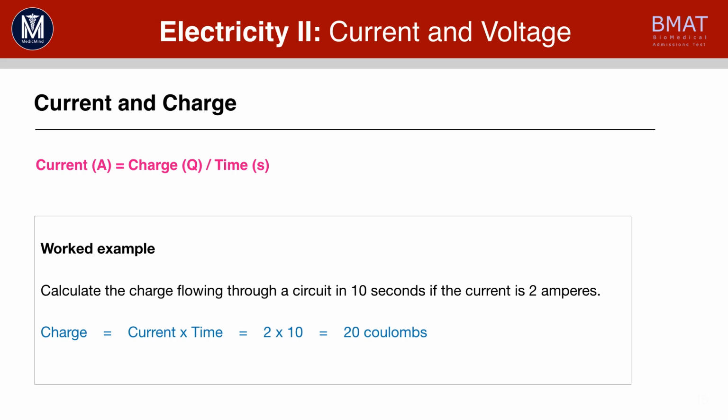Here, we can rearrange the pink formula at the top and make it charge equals current times time. We know the current is 2 amperes and the time is 10 seconds. So 2 times 10 equals 20 coulombs, which is our charge.